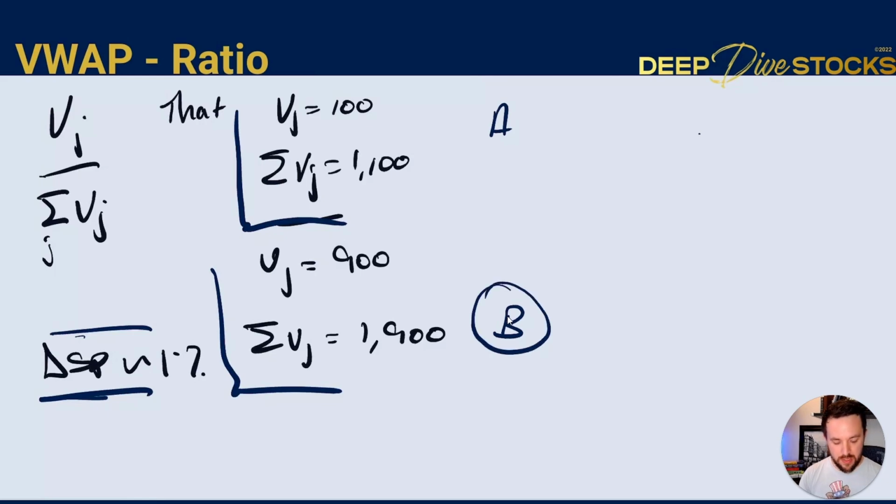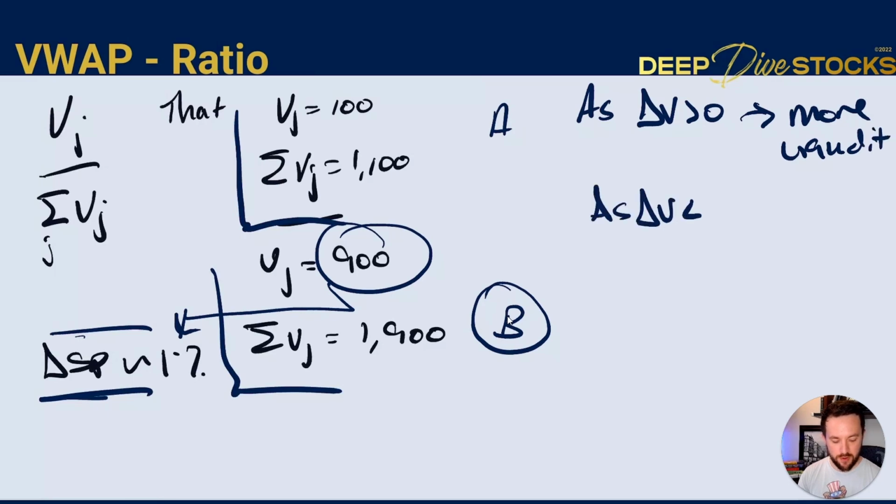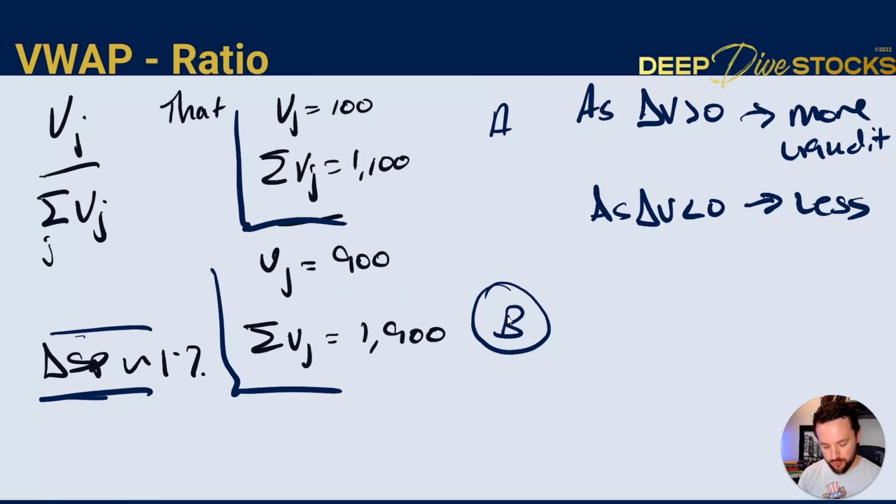Well, it would be B, because more volume went into moving the stock 1%. So this tells us that as VJ increases, so as the change in the volume increases, a little bit of math notation, we typically see more liquidity. And then as the change in the volume decreases per an equal amount of share price change, this is less liquidity. So what does that mean for our ratio? Well, let's check it out.